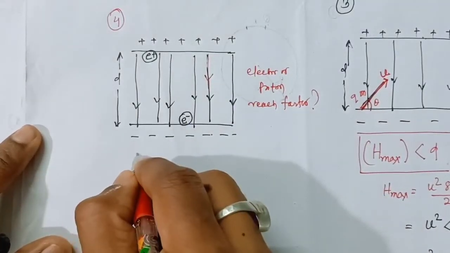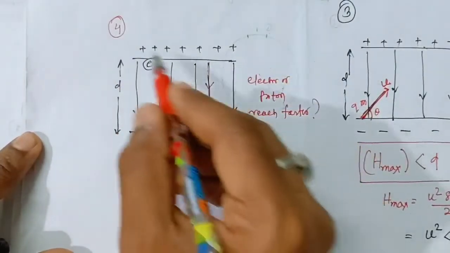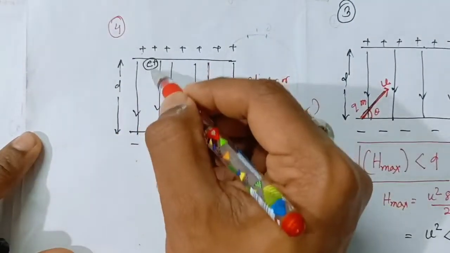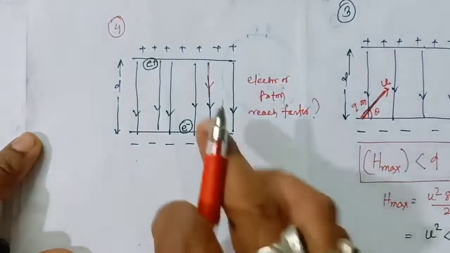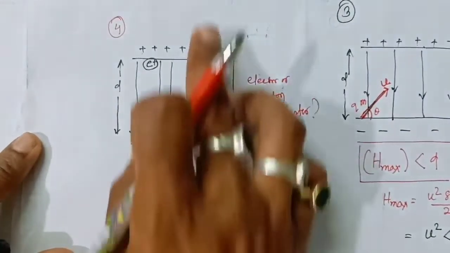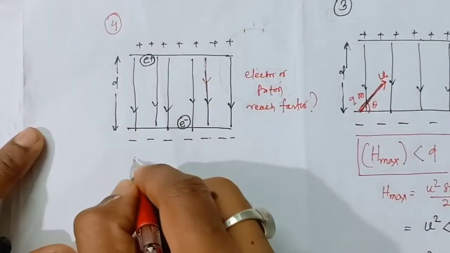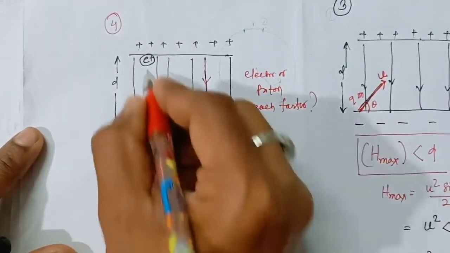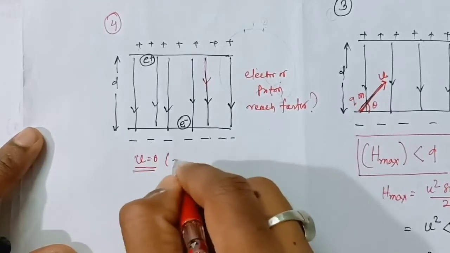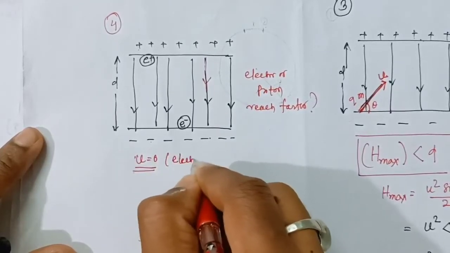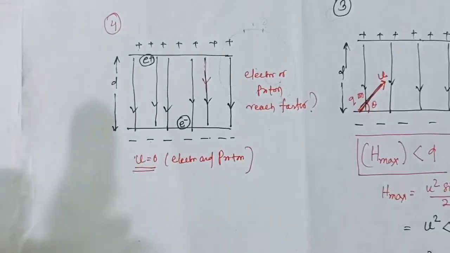we must think that this is the proton, definitely it will move like this, because positive charge is always attracted towards the negative charge. The electron will be accelerated towards this direction. Look at the situation: it is released, which means the initial velocity for both electron and proton will be 0.